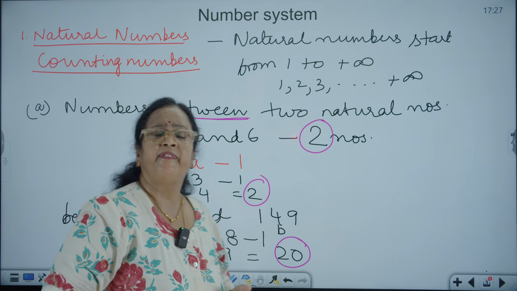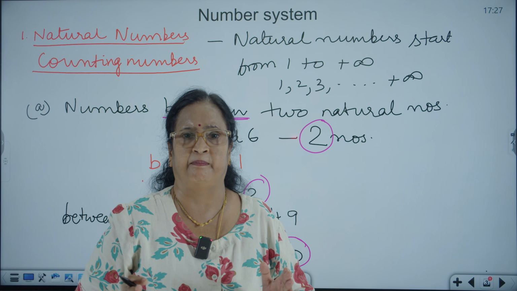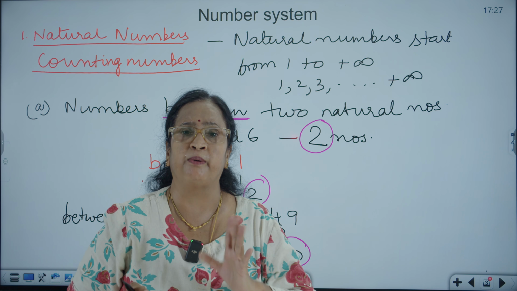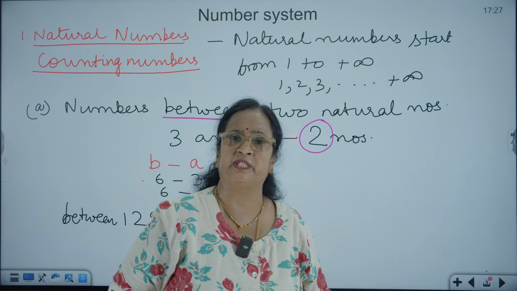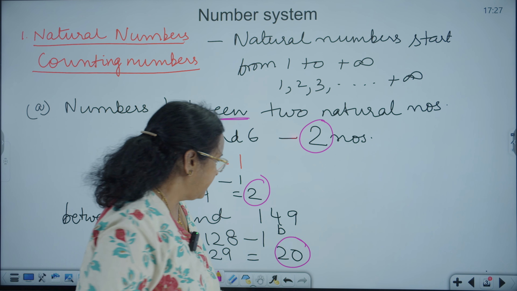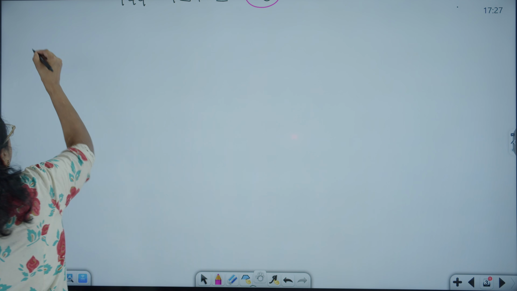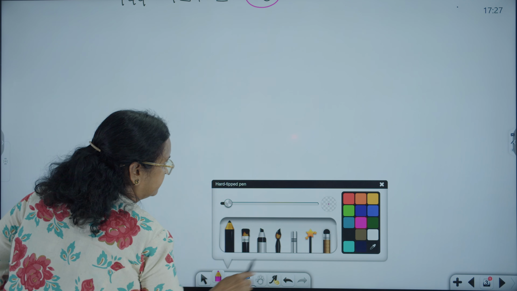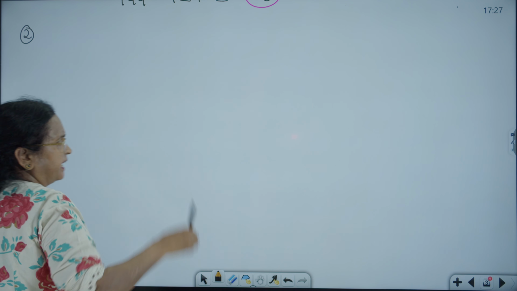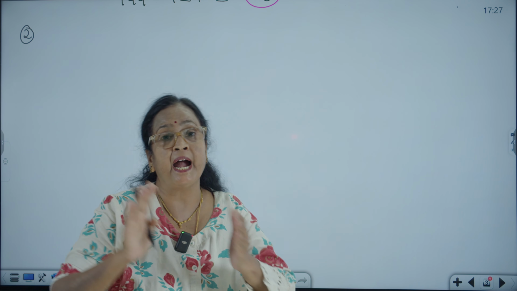So, this is the way we learn how to find natural numbers between two natural numbers. The formula says B minus A minus 1. So, the first formula which you have learned today in the foundation course is the numbers between two natural numbers. All right. Now, let us come to the second topic for today, the numbers from and to.